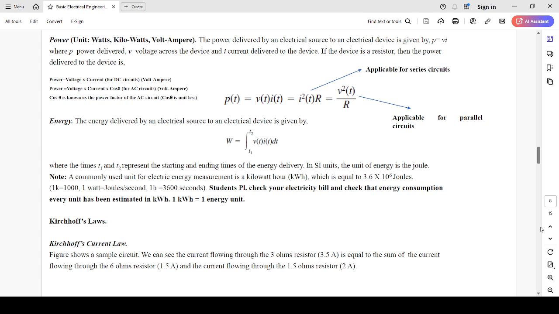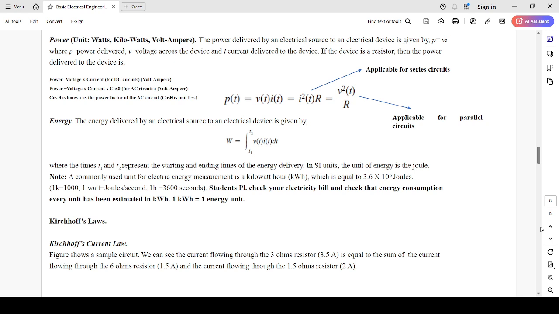But on the commercial side, we have a different unit of energy. If we see our electricity bill, we will find the unit of energy as 1 kilowatt hour. So 1 kilowatt hour is basically one energy unit. If you convert 1 kilowatt hour into joules, it comes out to be 3.6 into 10 raised to the power 6 joules. The formula is very simple. Kilo means 1000.